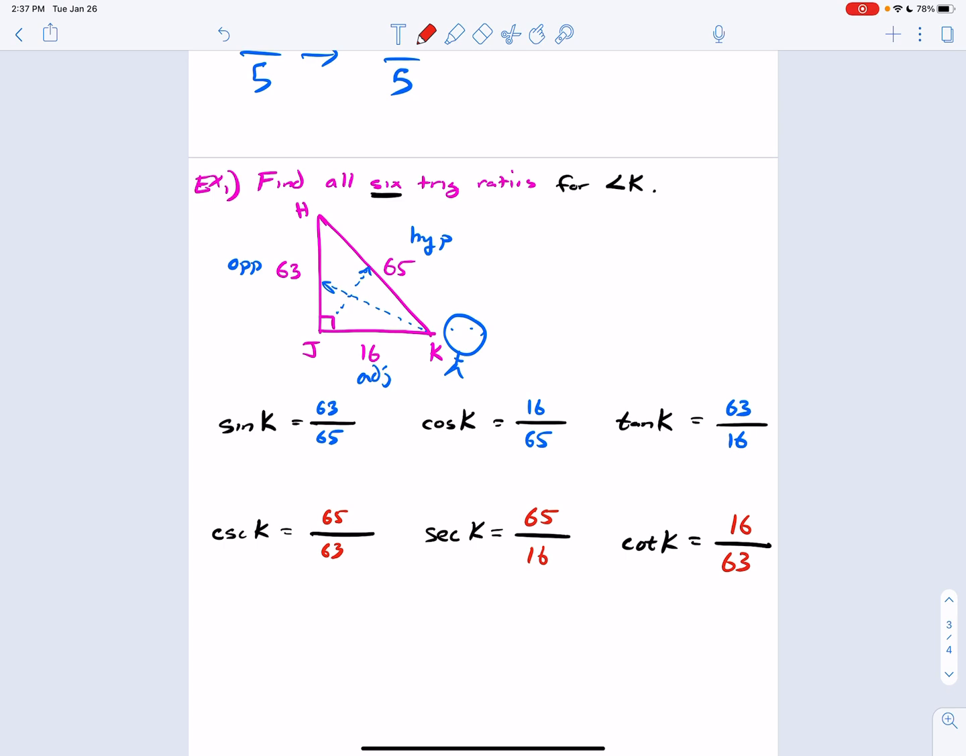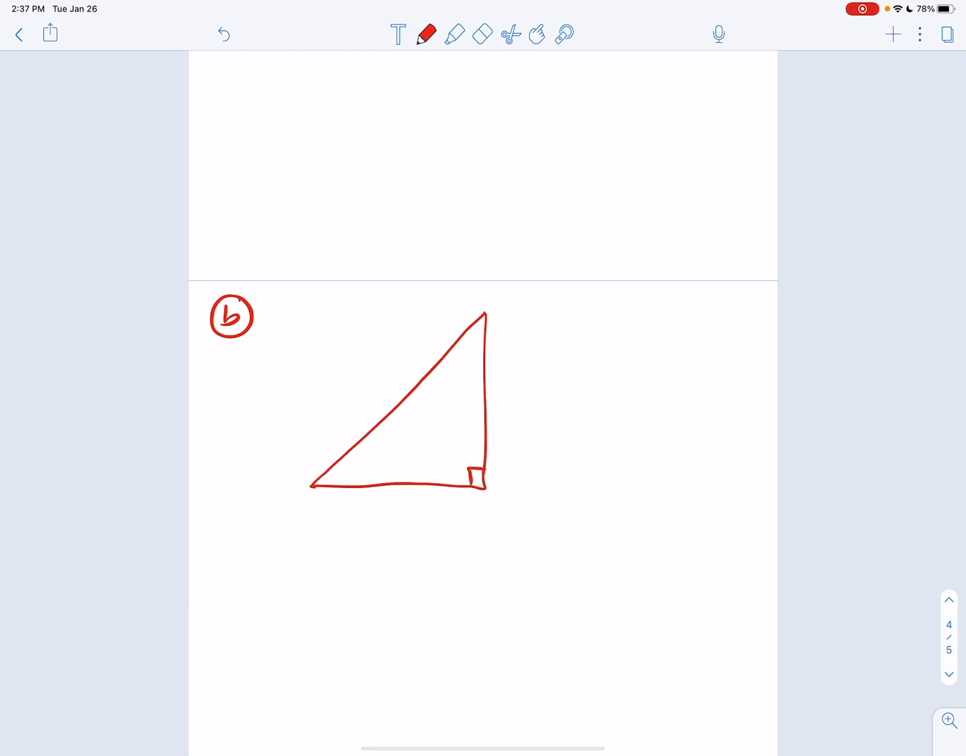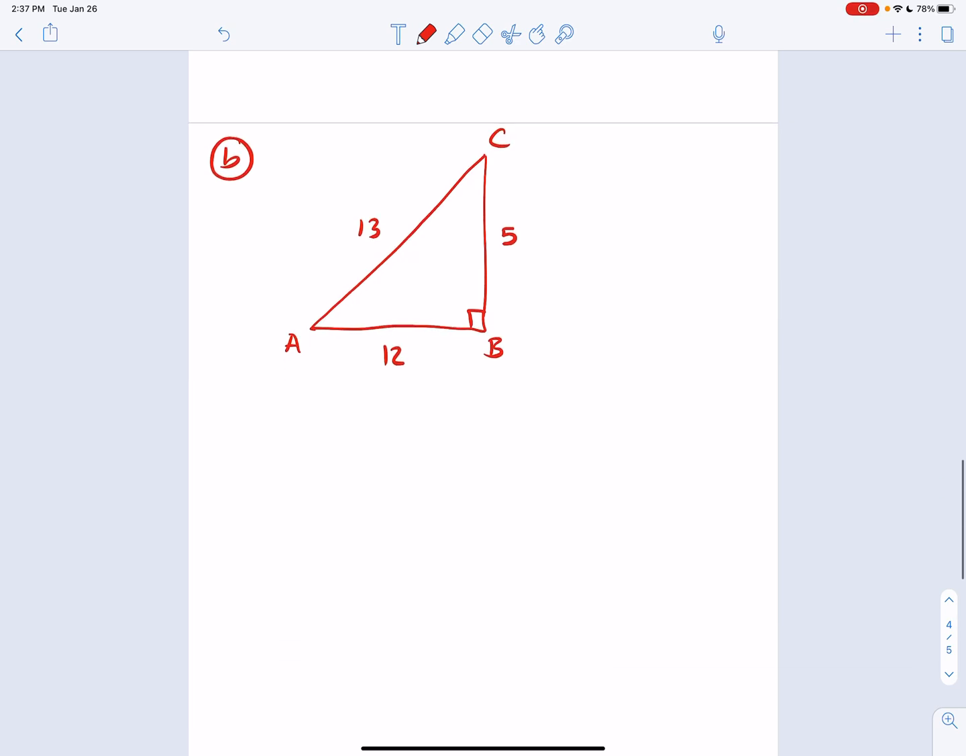All right, let's try another one. Here's part B. Here's your picture. And spend as much time as you need to. Let's call this A, B, C. Let's call this 5, 12, 13. Okay, I want you to go ahead and find all 6 trig ratios for angle C. Okay, press play whenever you're done or whenever you're stuck.